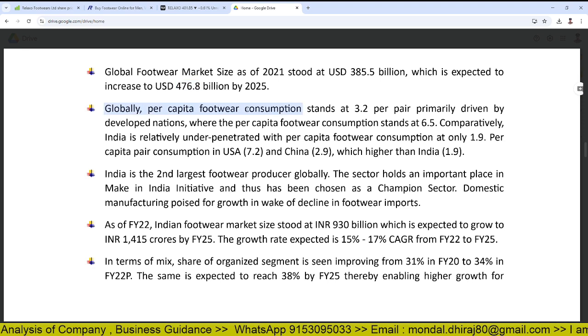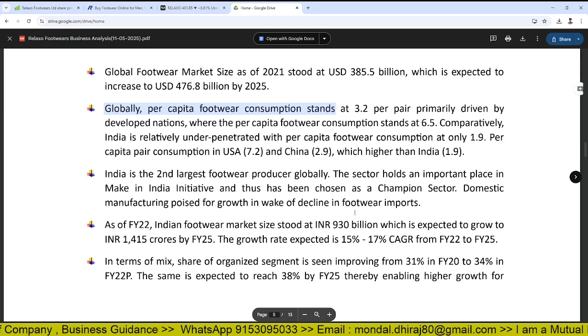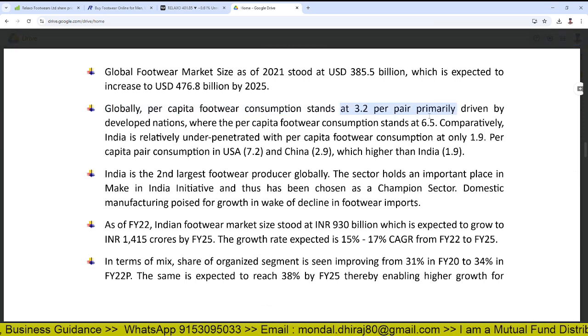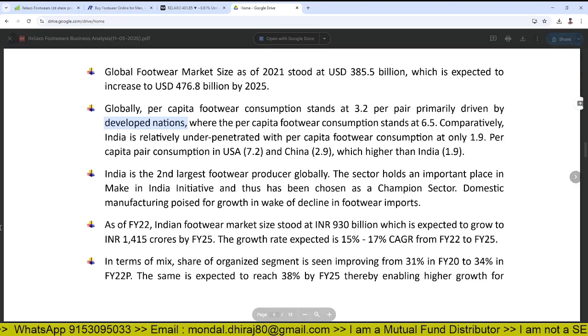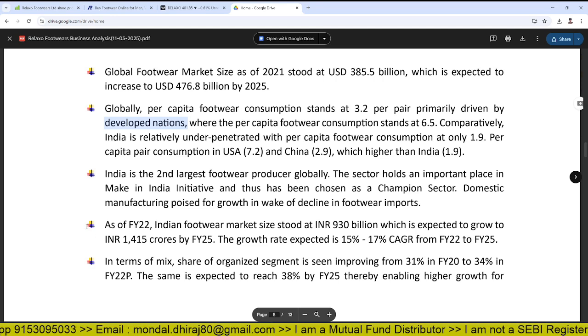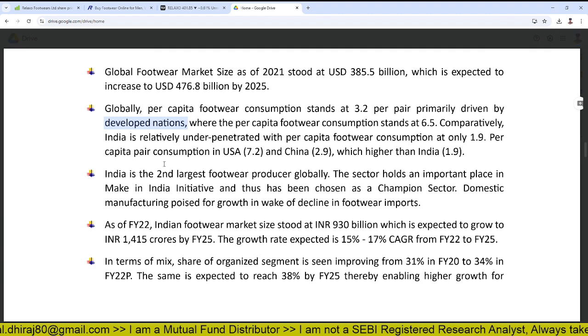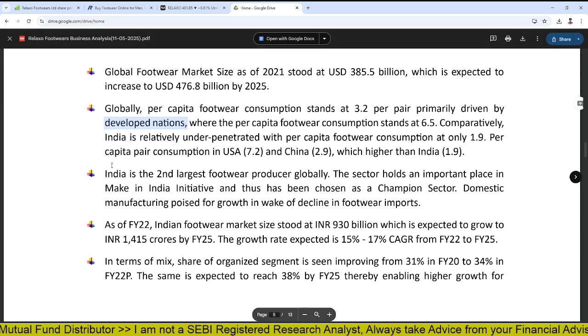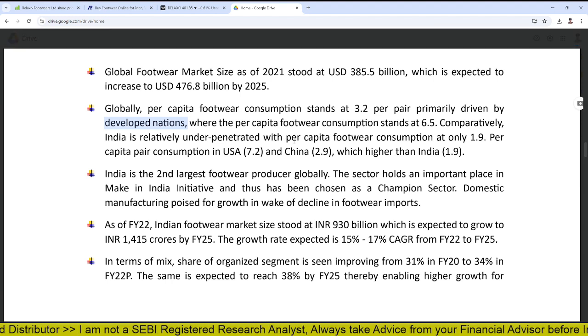Globally, per capita footwear consumption stands right now at 3.2 pairs, primarily driven by developed nations, where the per capita footwear consumption stands at 6.5. Comparatively, India is relatively underpenetrated, with per capita footwear consumption at only 1.9 pairs.